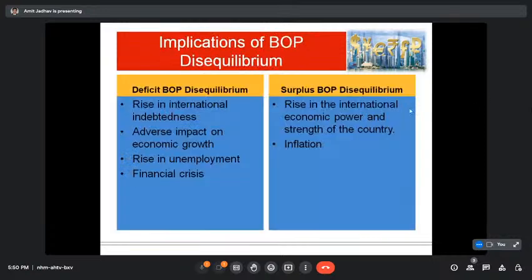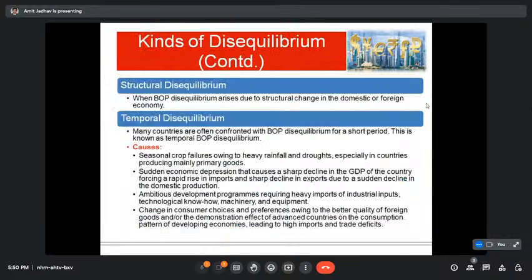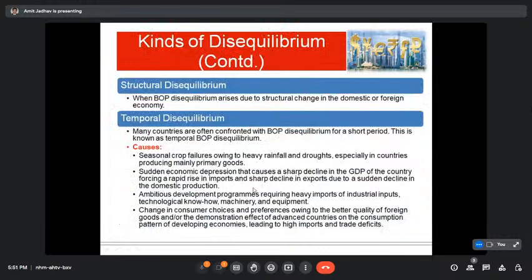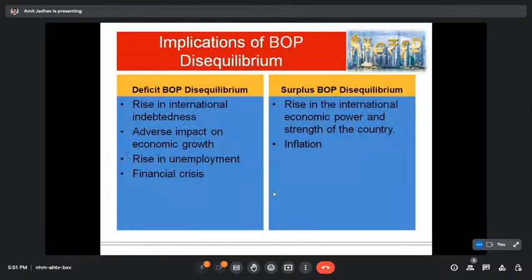We have some disequilibrium in the balance of payment. So basically, the balance of payment has some disequilibrium, and this disequilibrium can be of some types like fundamental disequilibrium, cyclical disequilibrium, similarly the structural as well as temporary disequilibrium. Afterwards, we have the implications of balance of payment disequilibrium. On one side we have the deficit balance of payment disequilibrium, and on the other side we have the surplus balance of payment disequilibrium.